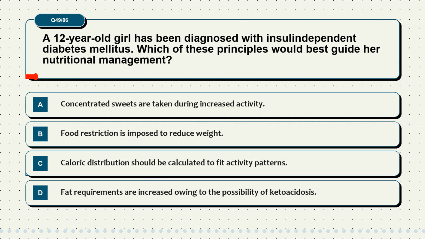Question 49. A 12-year-old girl has been diagnosed with insulin-dependent diabetes mellitus. Which of these principles would best guide her nutritional management? Here are the options. Option A. Concentrated sweets are taken during increased activity. Option B. Food restriction is imposed to reduce weight. Option C. Caloric distribution should be calculated to fit activity patterns. Option D. Fat requirements are increased owing to the possibility of ketoacidosis.